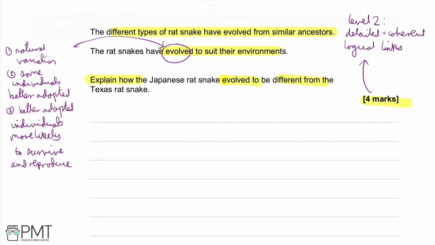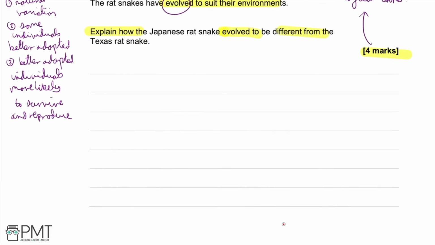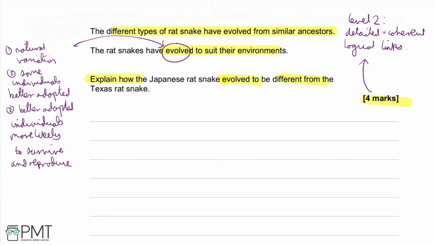So, as we said before, looking at the table, the Japanese rat snake is green and lives in a green environment due to the grass. So we need to describe to the examiner how these snakes became green. Well, as we previously mentioned, we need to first state that initially there's lots of different colours of snake.